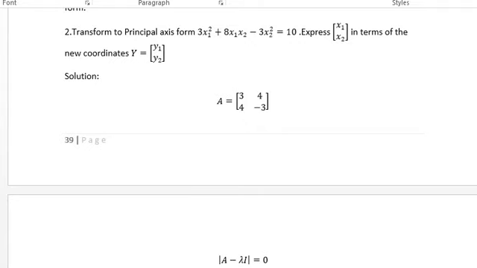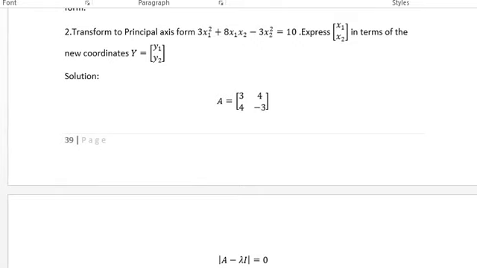Transform to principal axis form 3x1 square plus 8x1x2 minus 3x2 square is equal to 10. Express the column matrix x1, x2 in terms of new coordinates y is equal to column matrix y1, y2. So what we have to do? We have to first transform the given equation into a quadratic form. We take the equation and equate it to 0, that is 3x1 square plus 8x1x2 minus 3x2 square is equal to 0.